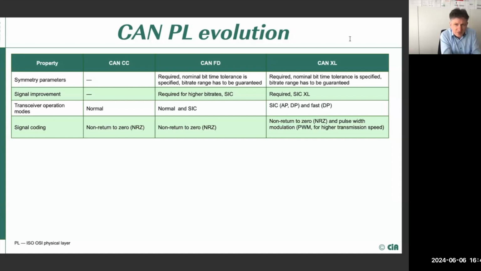According to the ISO, the bitrate has to be guaranteed to achieve the effectivity of symmetry parameters. Signal improvement is required, especially at very high bit rates. Anyways, there is a new fast mode for the high-speed transceiver, for the XL transceiver, which is not available for other CAN technologies.